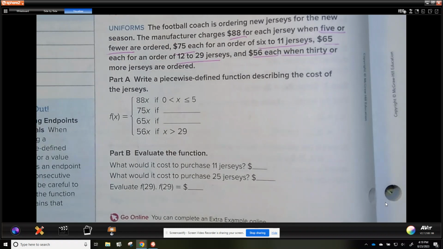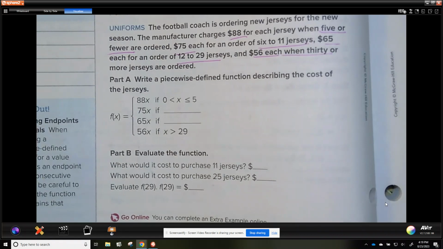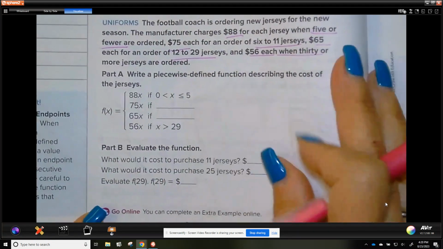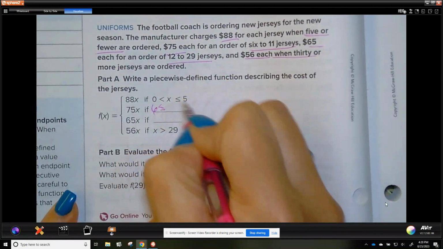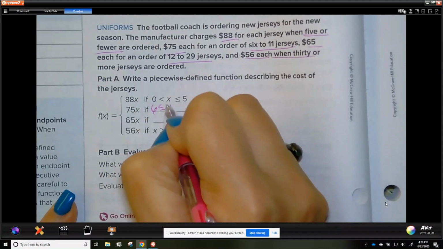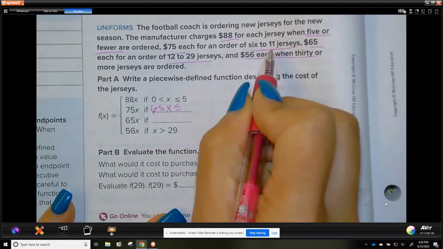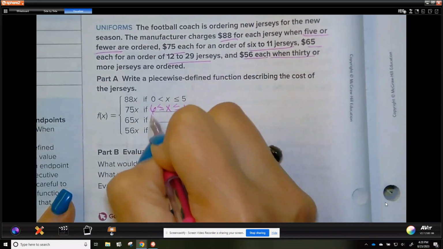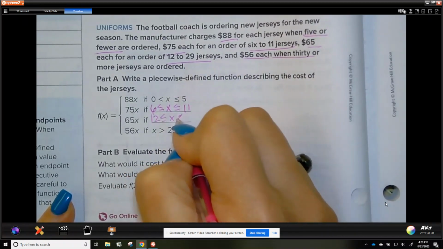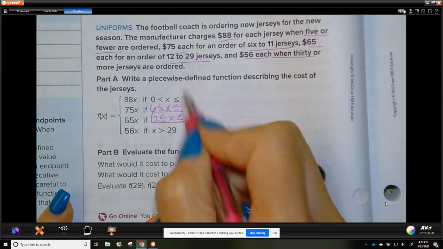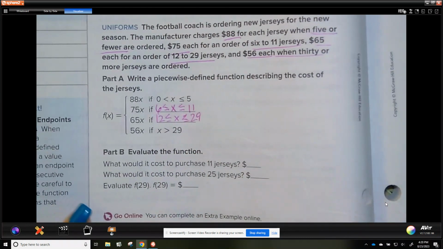So we have to write our restrictions. We know up to 5. After 5, we know we're not going to do decimals, so we can't say 5 or greater. We're going to do 6 to 11, and then 12 to 29, and then greater than 29. Oh, I didn't do domain and range in the last one. We'll do it on the next one.